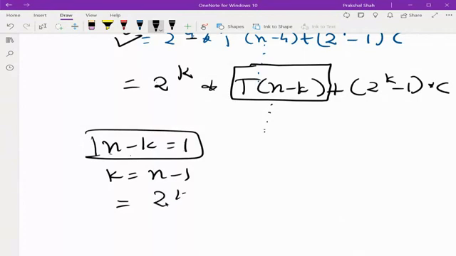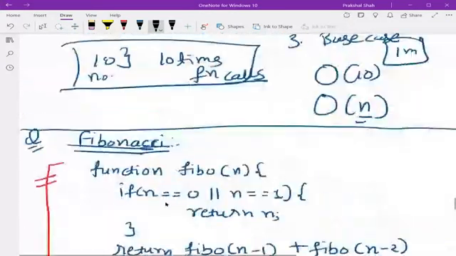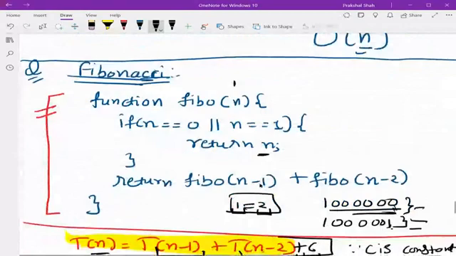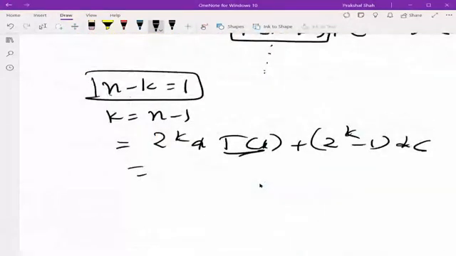So can I put here 2 raised to k into, first of all, can I put it like this, minus 1 into c. Okay. So now if you want to get this particular value of t of 1, you have to again go to your base case. Now pass 1 here. What you will get? 1. Yes or no? But in this particular case, as I have already told you in my last class, your t of 1 would be 0.